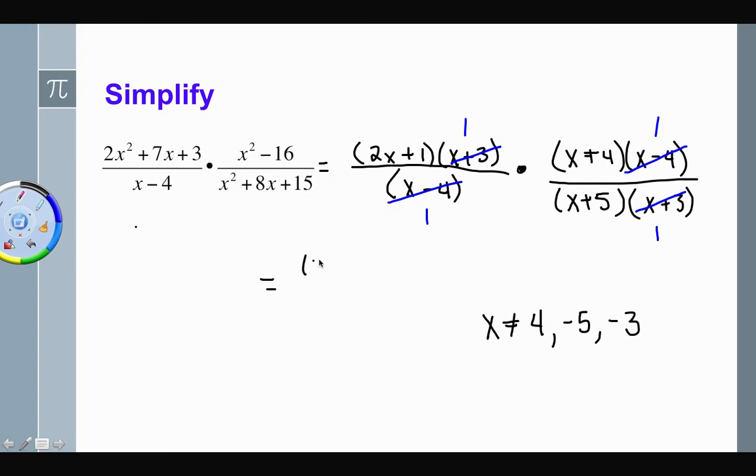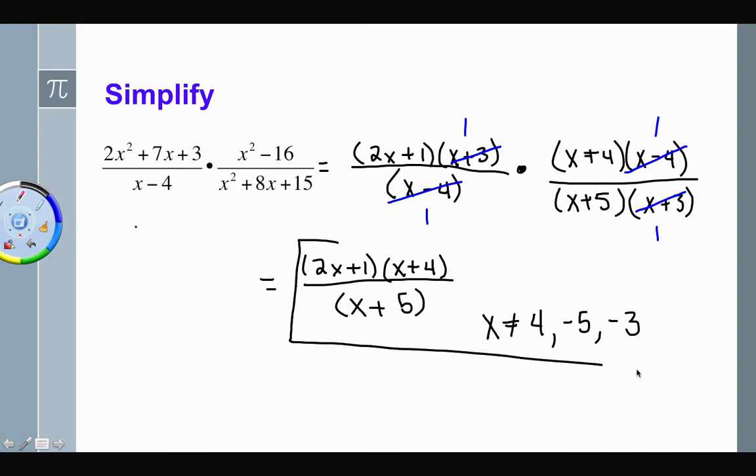My numerator is 2x plus 1 times, because multiplication is straight across, right? This becomes x plus 4. All over, just a leftover x plus 5. And I'm actually, for the most part, okay with just leaving it like that. There's not necessarily a need to FOIL and get a quadratic in the numerator.